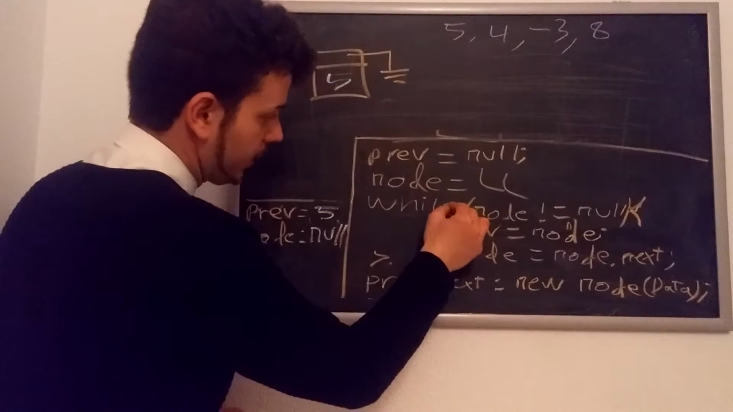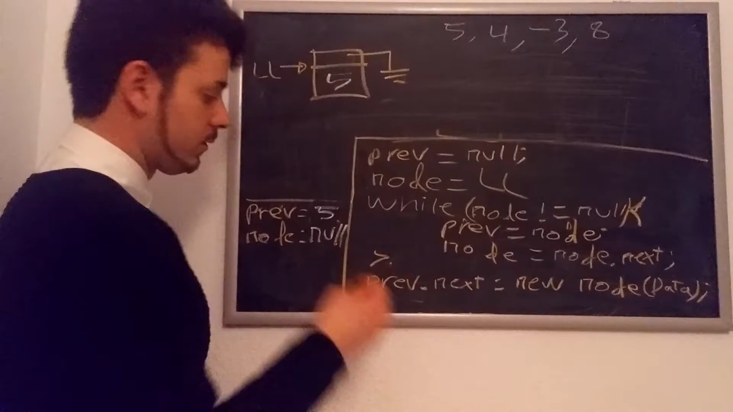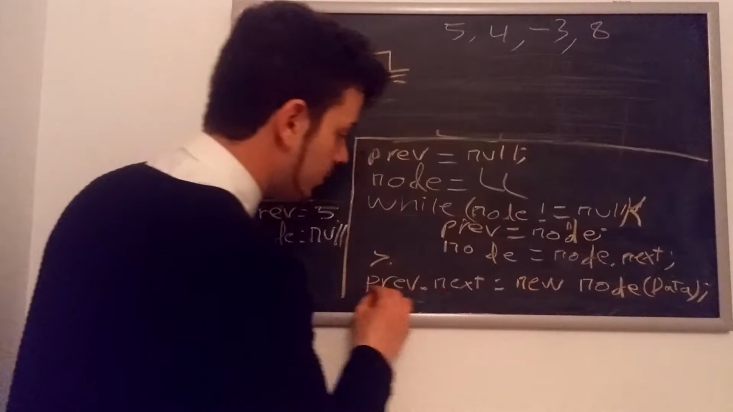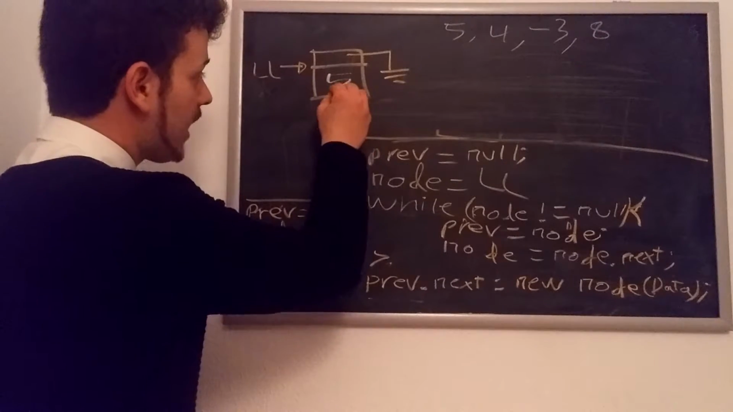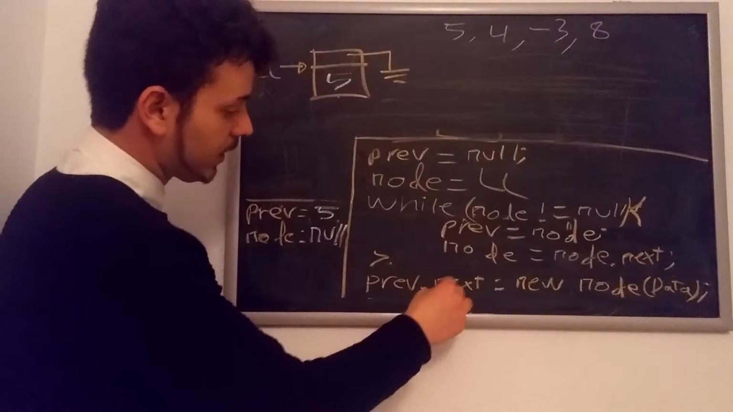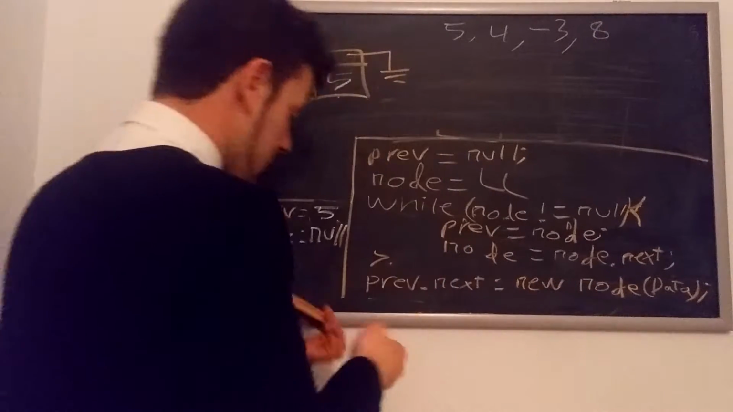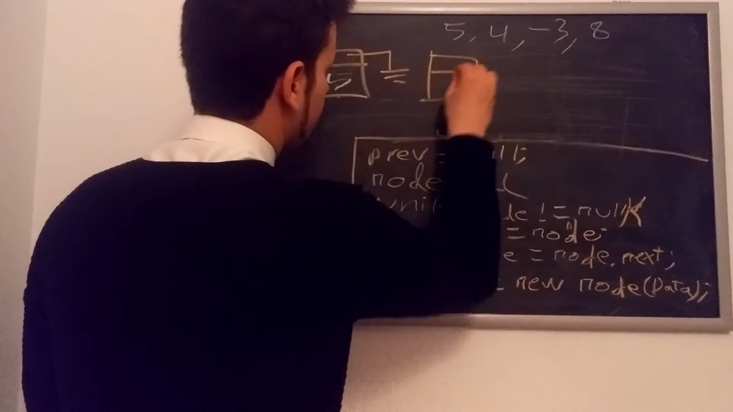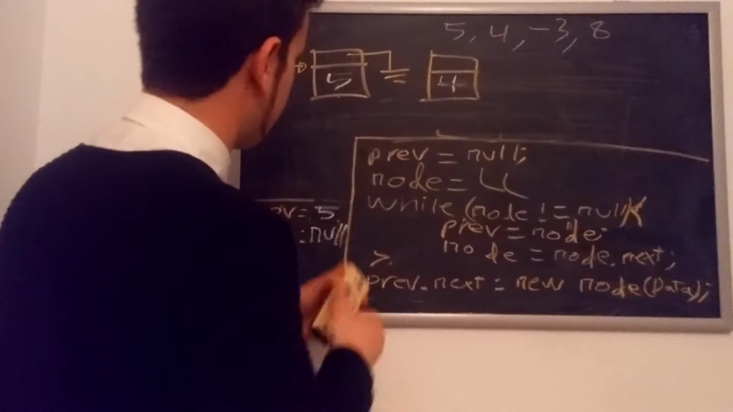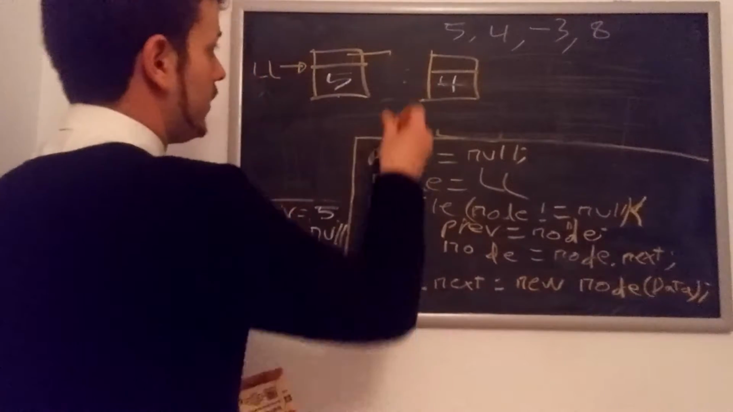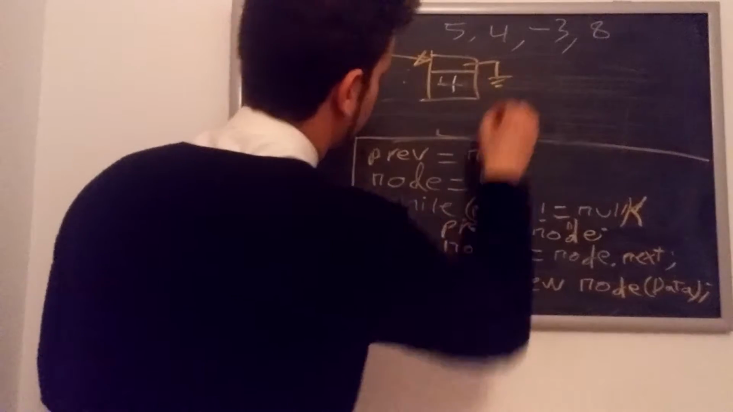We reiterate. While node is different from null: node is now equal to null, so we do not execute the while loop, and now we can do the actual insertion. We look at prev. Prev is pointing to 5, and it's telling us to make a new node and link prev.next with this new node. So we create the new node with value 4, which is the data we're inserting, and we link the previous node with this one. And this one is linked to null.